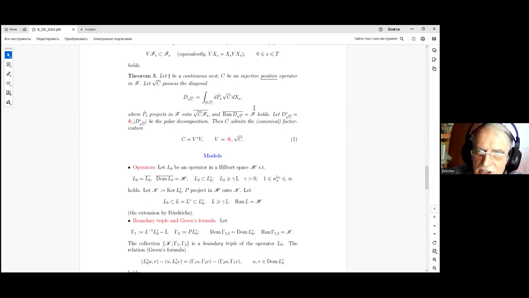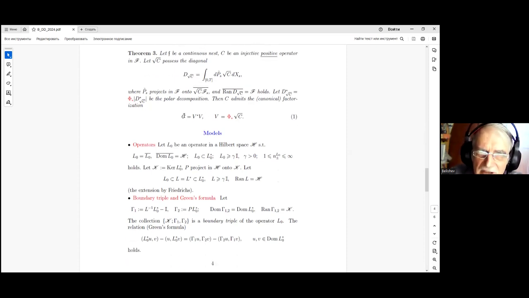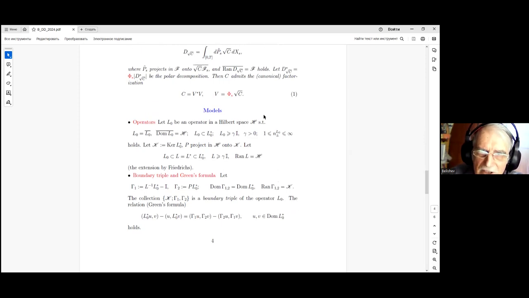And now the formulation. Let D star be the operator adjoint to this diagonal, and phi star its phase part in the polar decomposition. Then the operator C admits a triangular factorization of this form with the canonical factor of this form. It is a straightforward natural analog of the finite dimensional factorization.